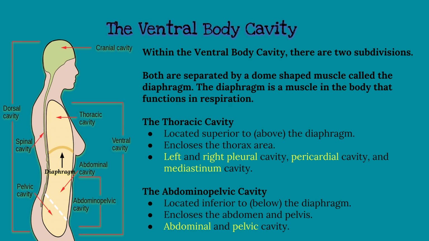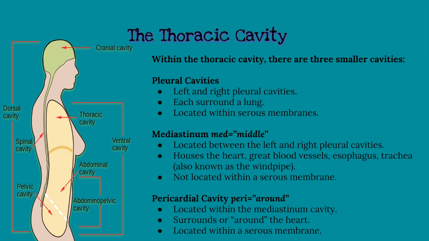And please note that some of these structures are going to be surrounded by a serous membrane, and the serous membrane is going to be a thin sheet of tissue that encloses certain organs and produces serous fluid. Within the thoracic cavity, you'll find three smaller cavities: the pleural cavity, the mediastinum, and the pericardial cavity. Pleural cavities have a left and right portion. Each surround a lung. The left pleural cavity surrounds the left lung, while the right pleural cavity surrounds the right lung. The mediastinum, meaning middle, is located between the right and left pleural cavities.